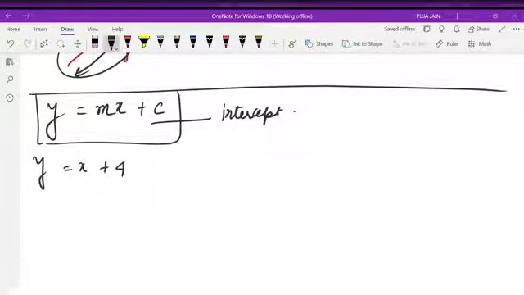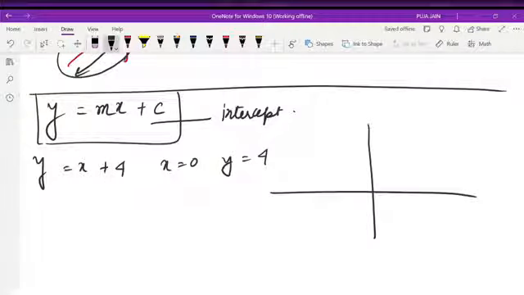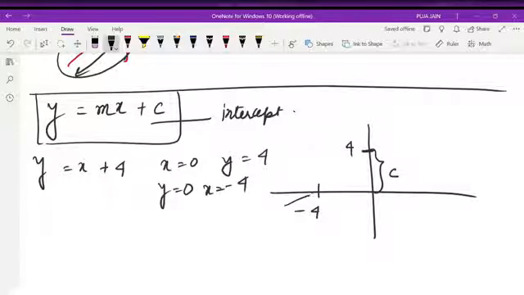Then at x equals 0, we are getting y equals 4. So what will our graph be like? Our graph will be, suppose this is 4. So this is our c part. Okay. Now suppose at y equals 0, what are we getting? x equals to minus 4. So this is minus 4. So our graph will be joining these two points.